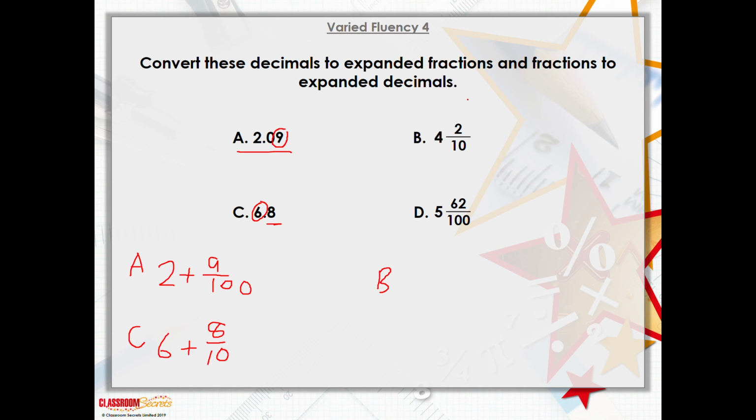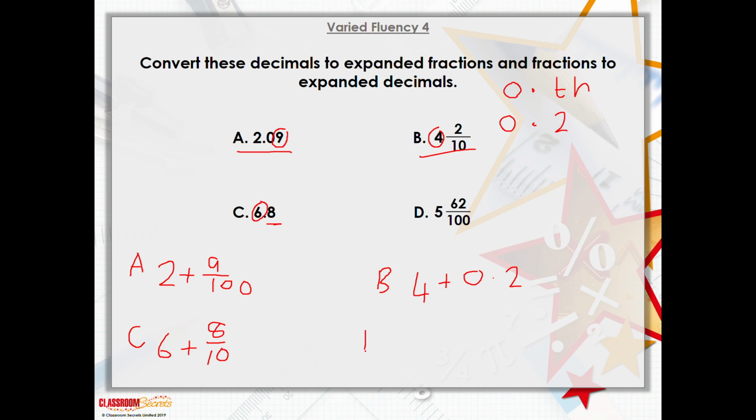So B is 4 whole numbers. I want to add that to 2/10. So if you're struggling, remember place value. I'm just going to do my place value grid just up here. And then 2/10, remember, is no ones, and then 2 in the tenths column. So it's 4 add 0.2.